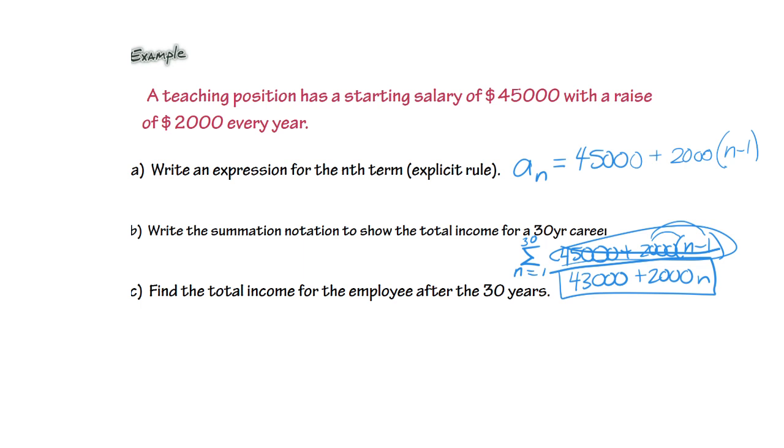All right, next. It says find the total income for the employee after the 30 years. All right, so now what we're going to do is go ahead and use our sum formula. We're going to add up all these years of income. The number of terms would be 30 over 2. First term was 45,000. Last term, oh, I don't have the last term. I need to figure that out using my explicit rule. So the explicit rule up here, I'm going to go up here and do it. I want to know what the 30th term would be. So that's 45,000 plus 2,000 times 29.